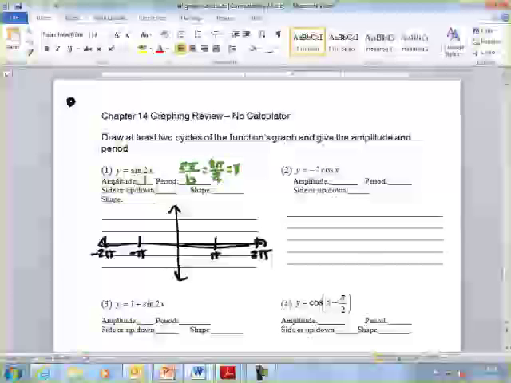When it says side or up, down, that means, is there any shifting in this one? No. Actually write no, or put an X or a slash, something there to let me know that you answered the question, not that you forgot to think about it. Put pi. It's 2 pi divided by b for the period.